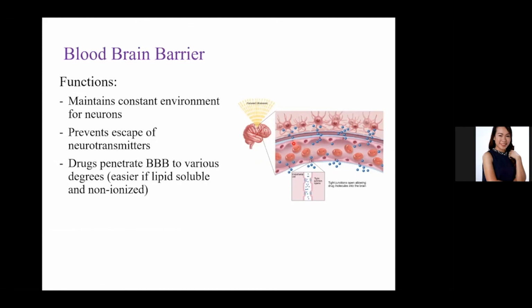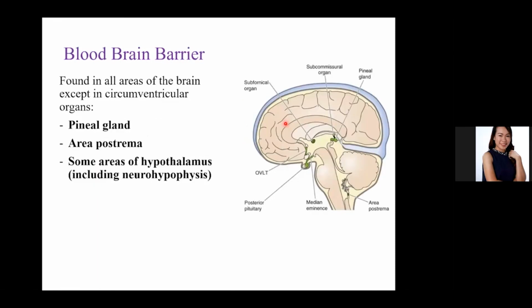Now, what you need to take note, class, is that there are certain drugs that can penetrate this barrier to various degrees. And if it is a lipid-soluble drug and a non-ionized drug, it is easier to penetrate the blood-brain barrier. So this is very important to protect the neurons from the escape of neurotransmitters and from other toxic substances as well. Now, the blood-brain barrier, where can we find it?